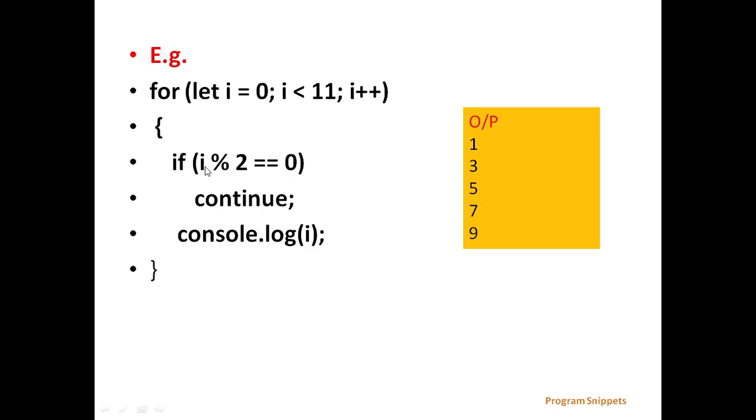That is, whenever the value of i mod 2 equal to 0, it will not print the value of i. So it will give 1, 3, 5, 7, 9. Since 2 mod 2 is 0, so it will not print 2. 4 mod 2 equal to 0, so it will not print 4.